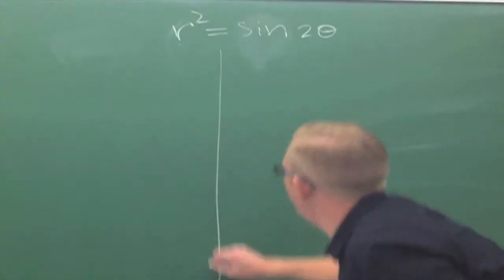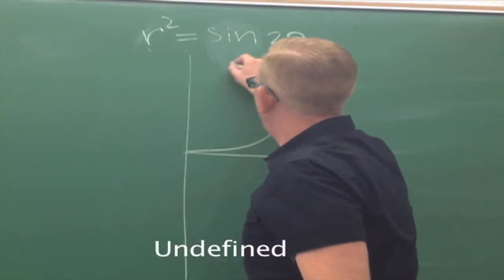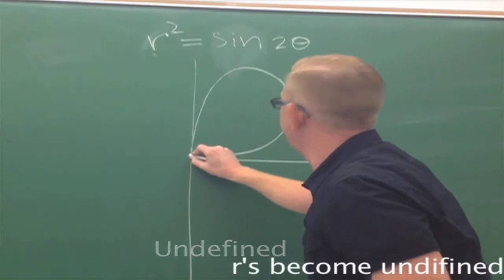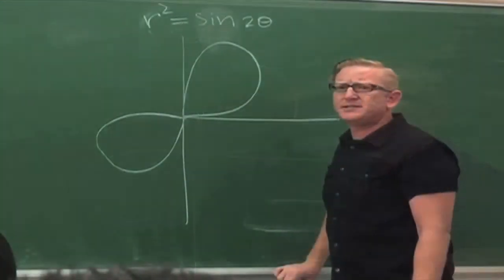We get rid of our negative R's. All our negative R's become positive, so we still start in this direction. Whoa, it was going so negative. And then that's how you only get the 2 leaves on that.